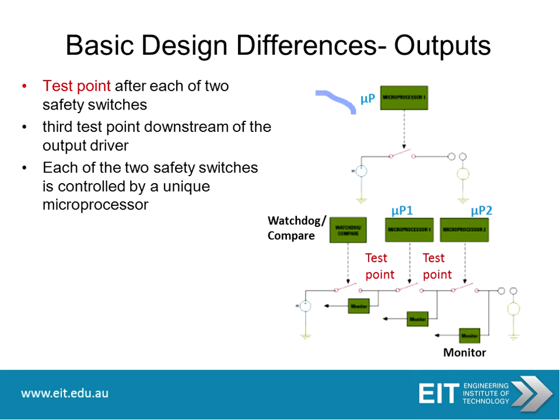So there again on top is the general PLC with the microprocessor and the output circuit. While at the bottom, we again have duplicate, more than one microprocessor. We've got our watchdog compare block, and then we've got all these monitors.